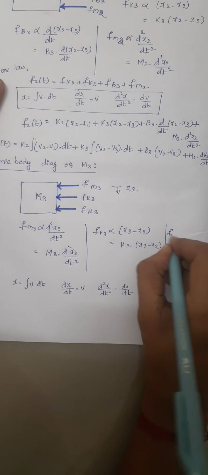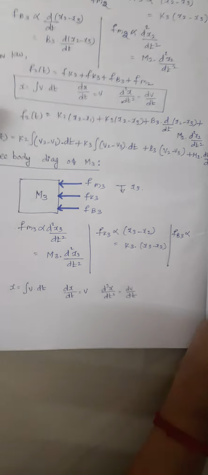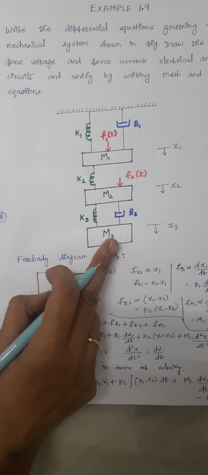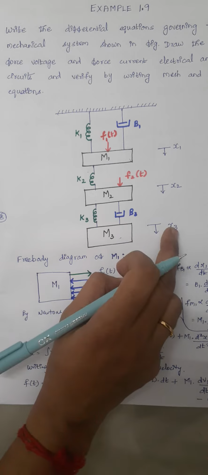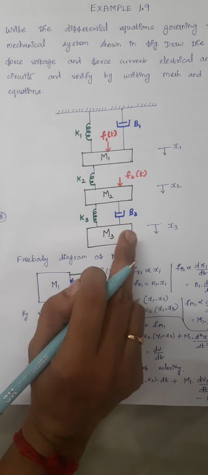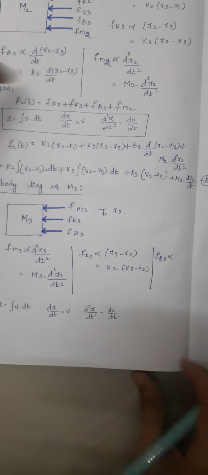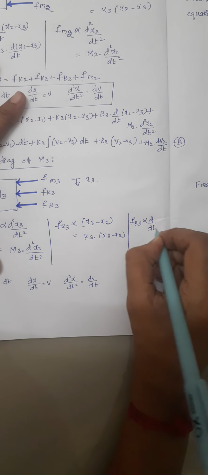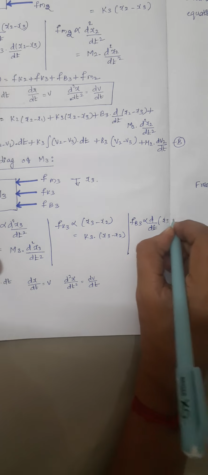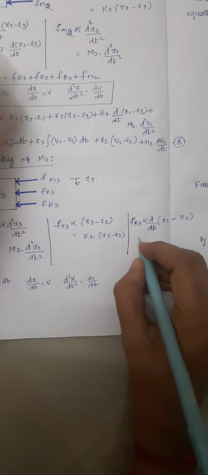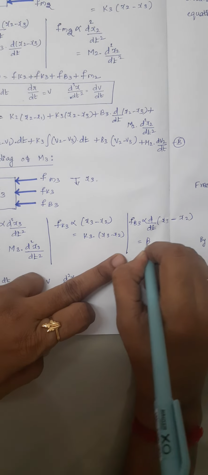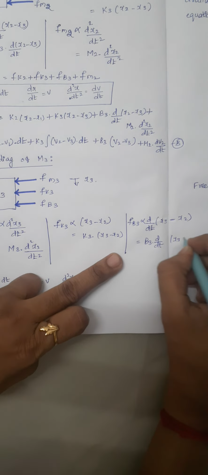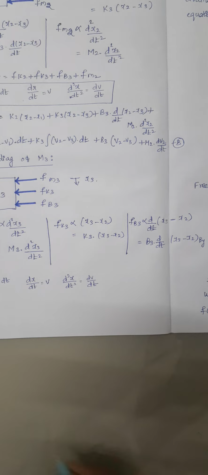The last one is Fb3. Again this Fb3 is connected between M2 and M3. Again the initial displacement should be considered as x3 as we are drawing the free body diagram for M3. So here Fb3 is directly proportional to d by dt of x3 minus x2, which is nothing but B3 into d by dt of x3 minus x2, right?